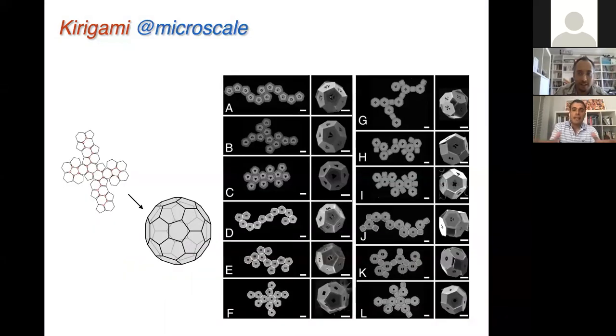But as I said, I'm interested in looking into Kirigami at the micro scale. So the different panels are no longer made of paper, they will be made of some rigid material, like for example some piece of metal. And what we want is to see if it is possible to obtain this folded configuration from the random motion of the different panels without the need to somehow control directly the motion of each one of the panels.